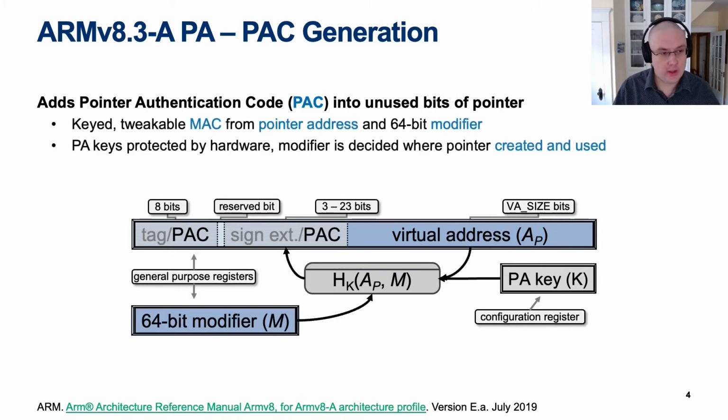How this is calculated is by using a tweakable keyed MAC, which takes as inputs the address of the pointer, naturally, but also a 64-bit modifier that's given by the instrumentation. And finally, a 128-bit key that is stored in a configuration register. On Linux, for instance, the kernel would set these keys for each process, and then the process would just use them without being able to modify the keys themselves.